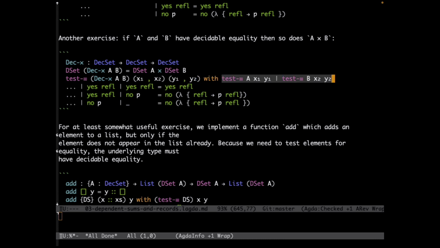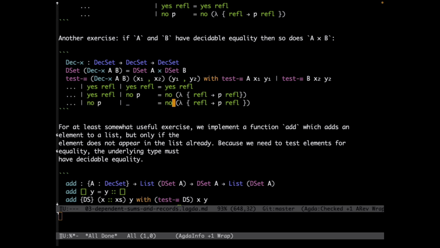You call recursively on both components. You compare recursively the components of the pairs, and there are 4 cases to consider, but you can pack them up into 3 cases. If both components are equal, then the answer is yes, they're equal. If the first one is equal, but the second one is not, then you say it's not, and you have to produce this function here, which Agda, I think Control-C, Control-R, does most of this job. And then there's the 4th case where they differ already on the first component.